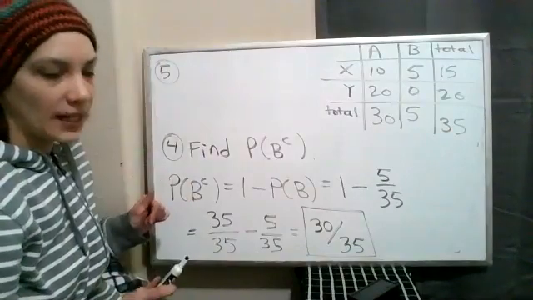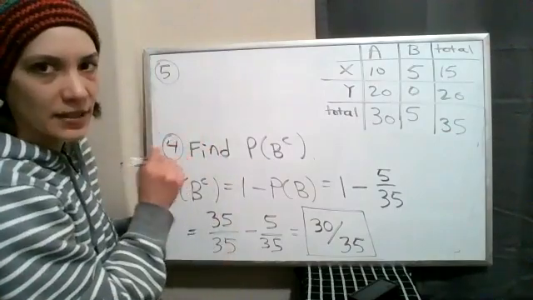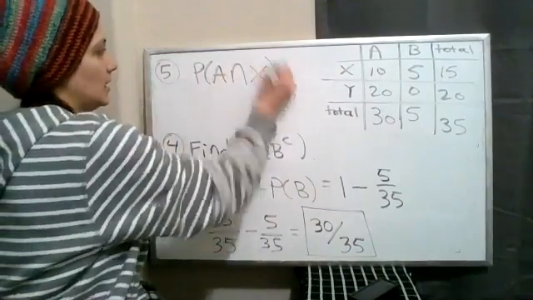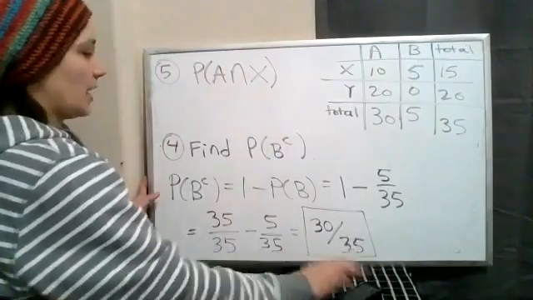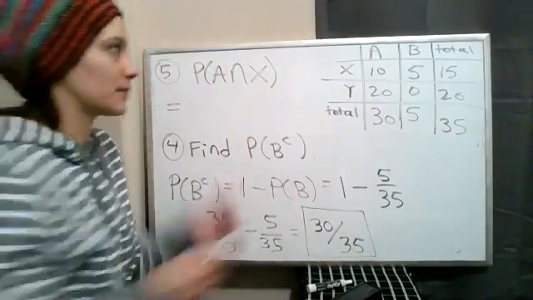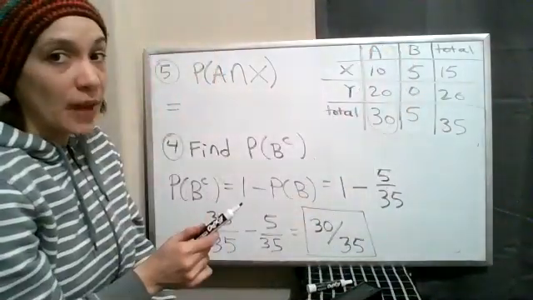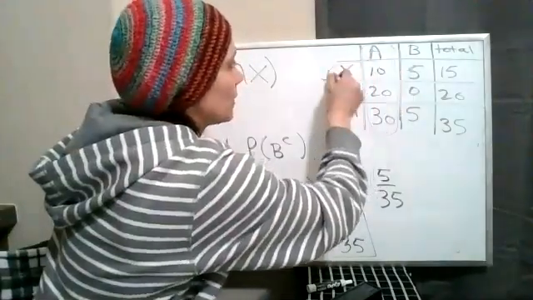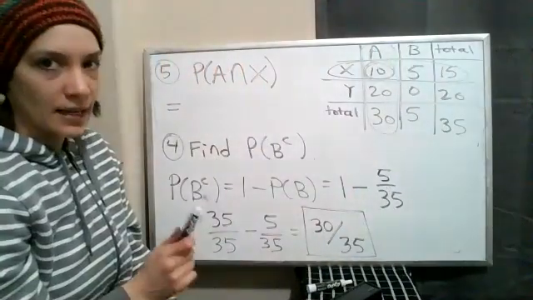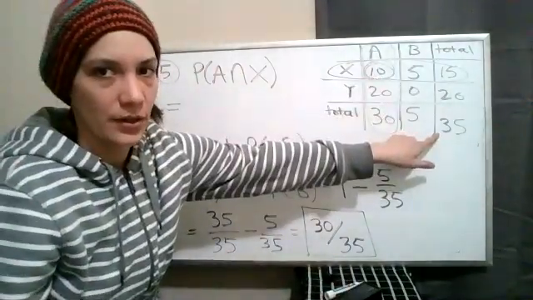Next problem. Find the probability of A intersect B. Oh, sorry. A intersect X. P of A intersect X. Actually, that one we can just put down. So find the set A. And where it overlaps with the set X. This way. What's this value here? A intersect X is 10. So the probability is to take 10 and divide by 35.